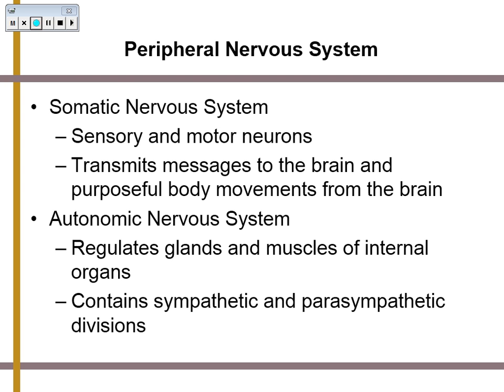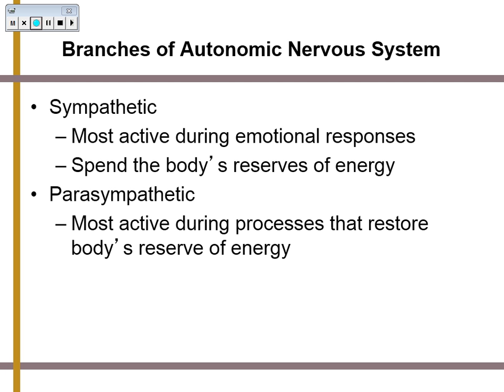Your autonomic nervous system. What's the key word in autonomic? Auto. It's the stuff that's done automatically. It's your non-voluntary functions: heartbeat, digestion, heart rate, temperature. Those are things you can't control. The autonomic nervous system is then divided into two more parts, sympathetic and parasympathetic. Your sympathetic speeds things up. Your parasympathetic slows it down.